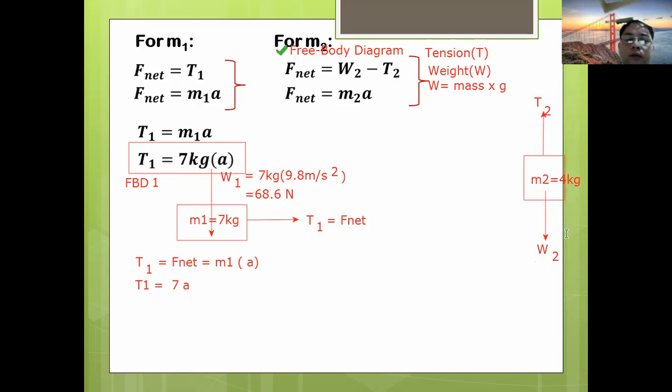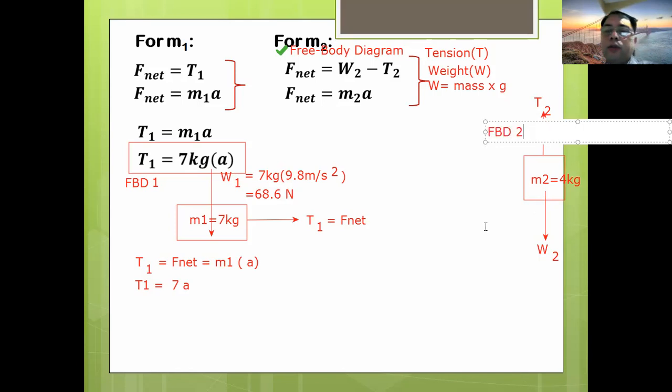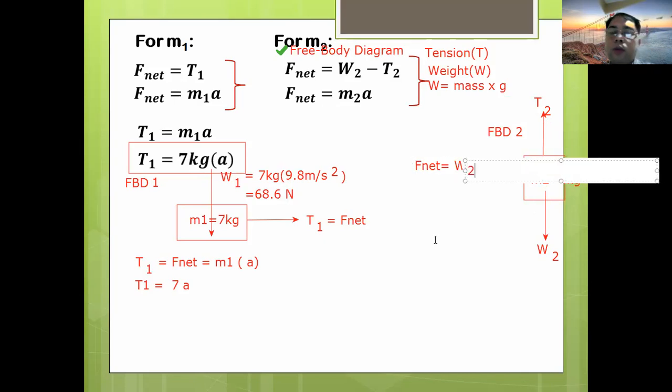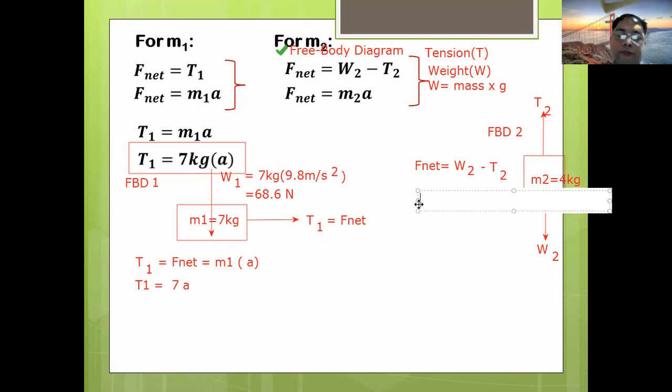Now, determining W2, weight 2. Both forces are vertical. For free body diagram number 2, our net force is not the same as free body diagram 1. Our net force is equivalent to our weight 2, which is probably bigger. This one will go down and counter the effect of T2 above. Since we believe the body will go downward, weight 2 must be larger than T sub 2. But there must be tension T sub 2.